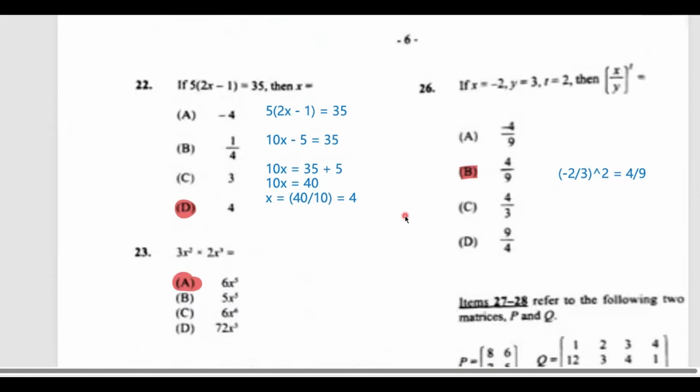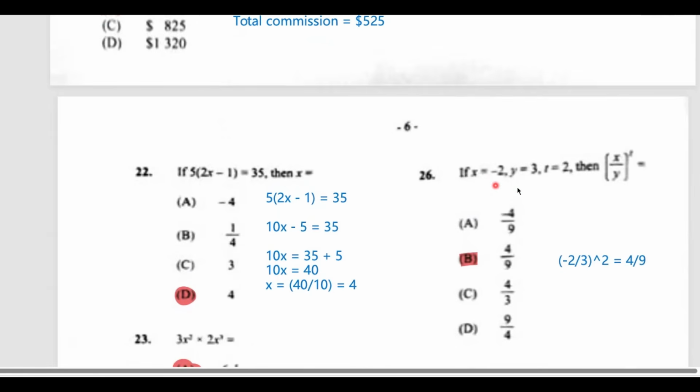That's D. 26. If x equal minus 2, y equal 3, t equal 2, then x on y to the power t is, this is pure substitution. What will this give us? It'll be minus 2 over 3 to the power 2. Minus 2 squared is 4. 3 squared is 9. So 4 over 9, that's B.